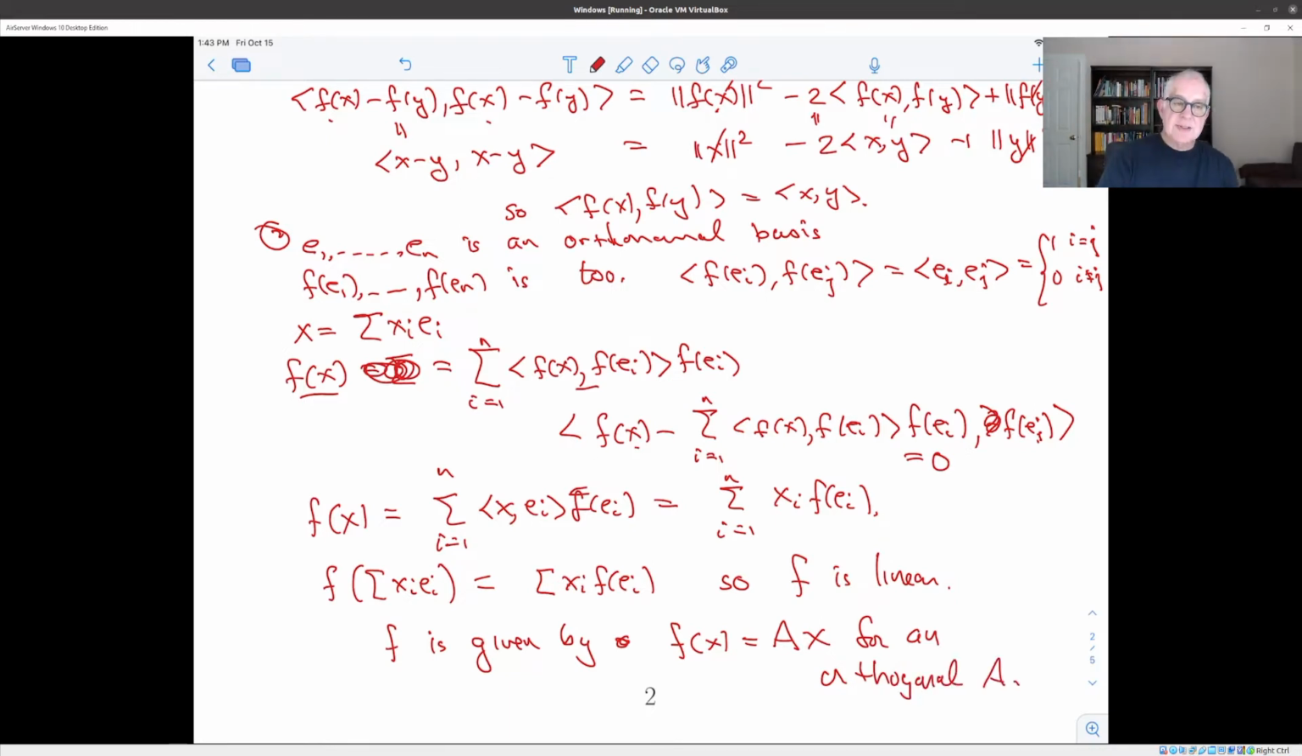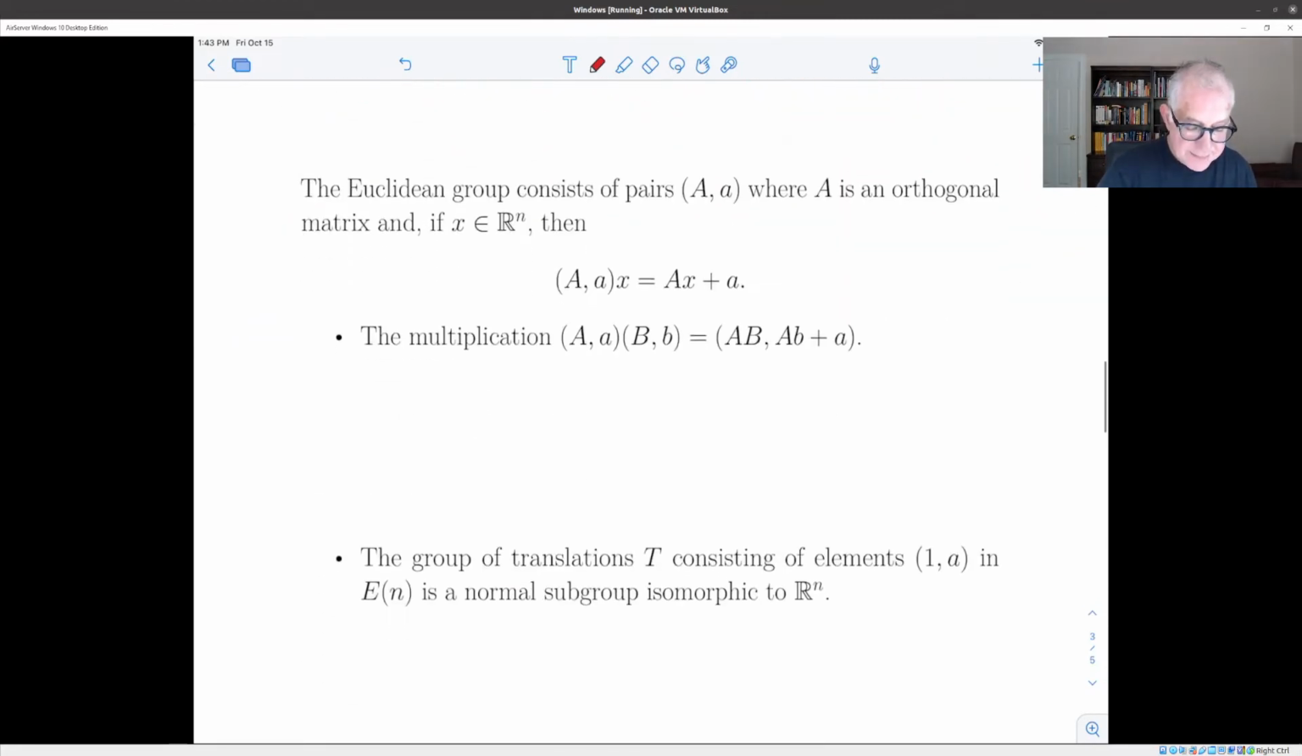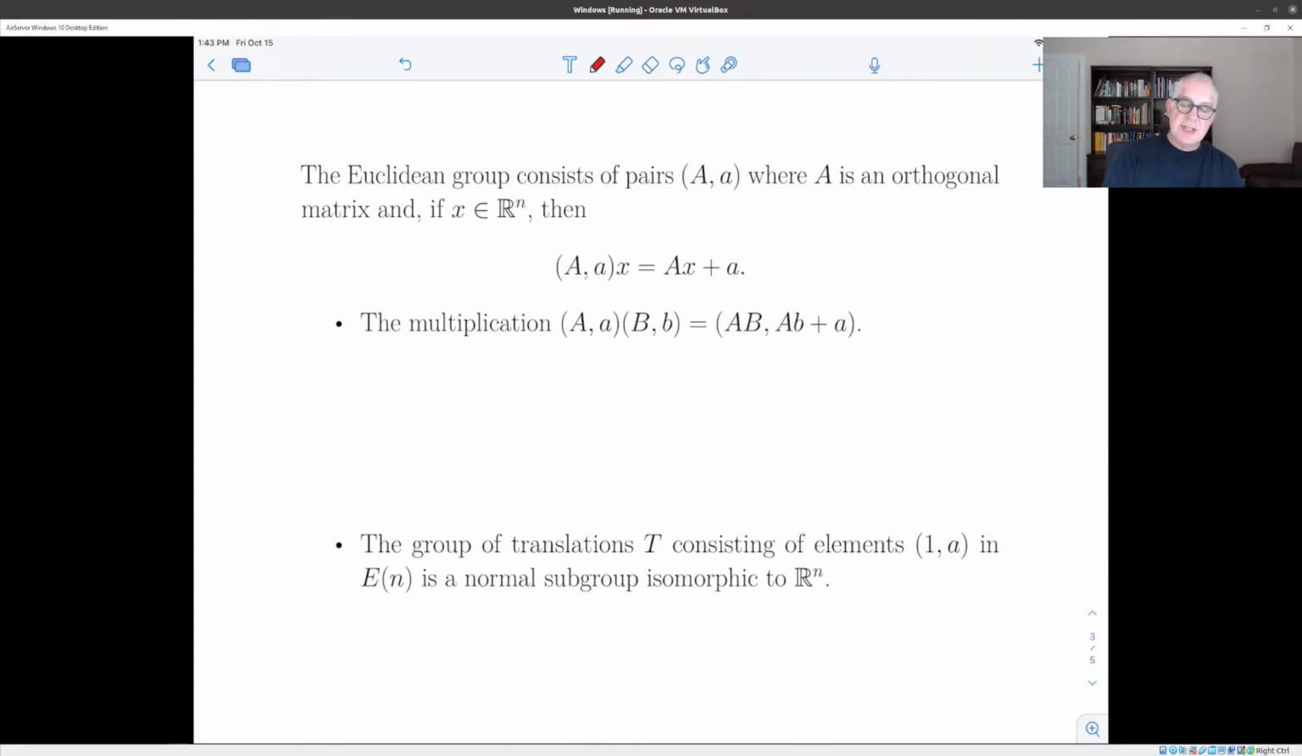Okay, so this tells us what the isometries that fix the origin are like. What about the isometries altogether? Well, let's suppose we take an arbitrary isometry and apply it to 0. It's going to send 0 to some point A. So if I make f twiddle be the function which computes f of x and then subtracts A from it, this is still an isometry. And it fixes the origin.